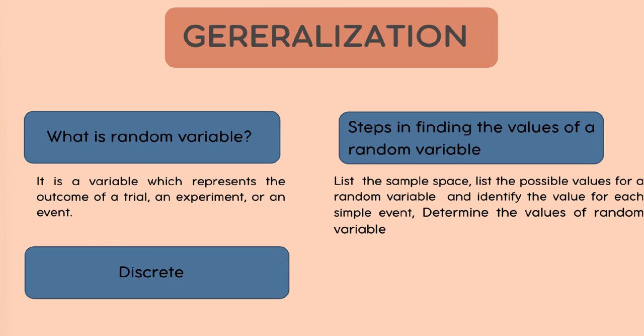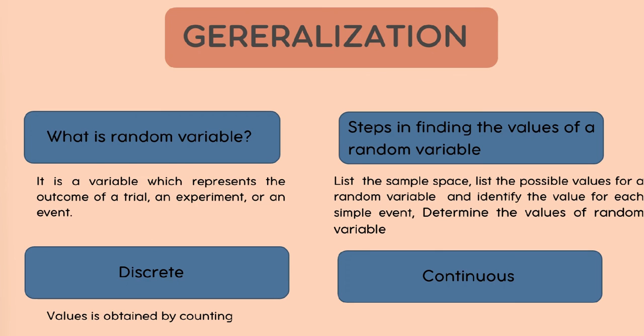Next, what is a discrete random variable? A discrete random variable is one whose values are obtained by counting. How about the continuous random variable? Those values that can be obtained by measuring.